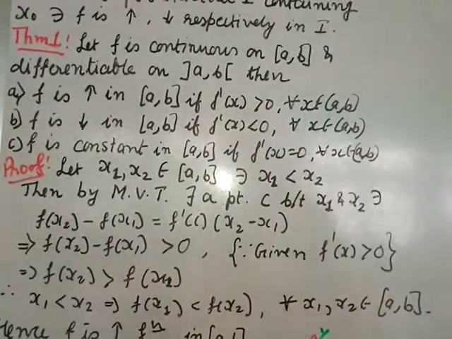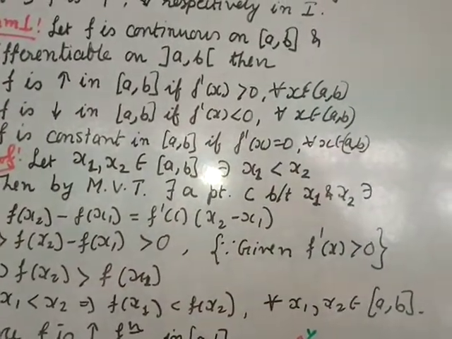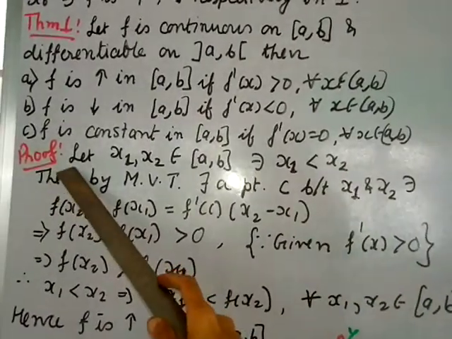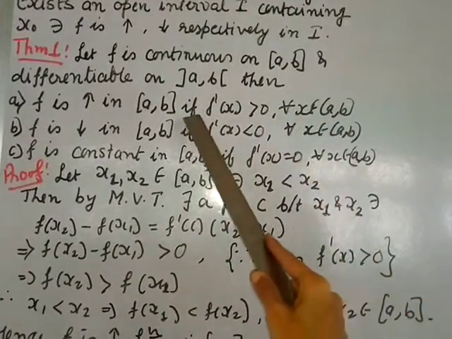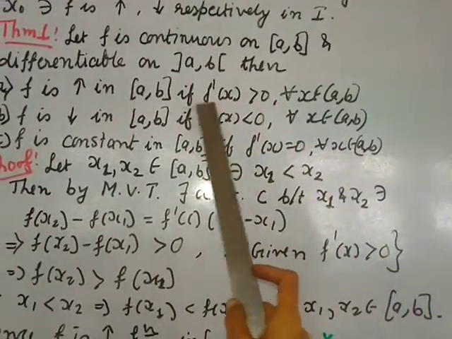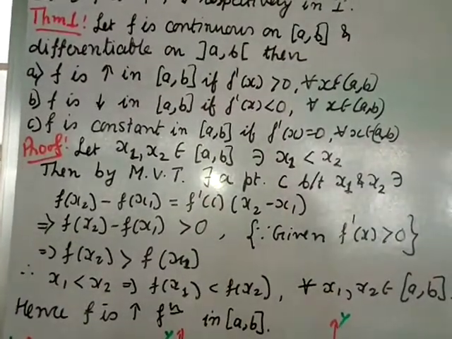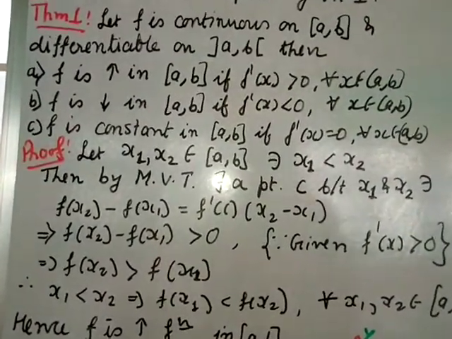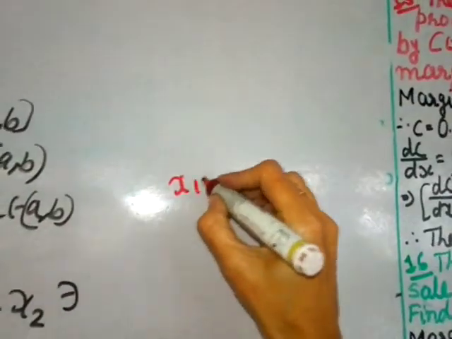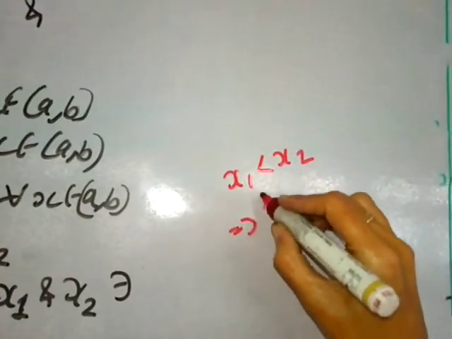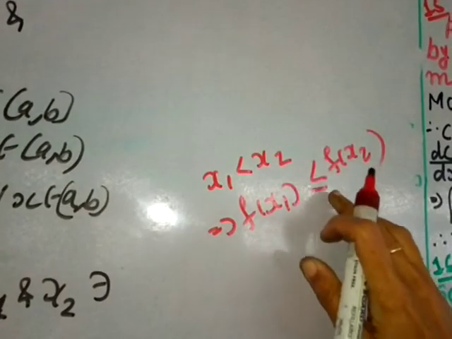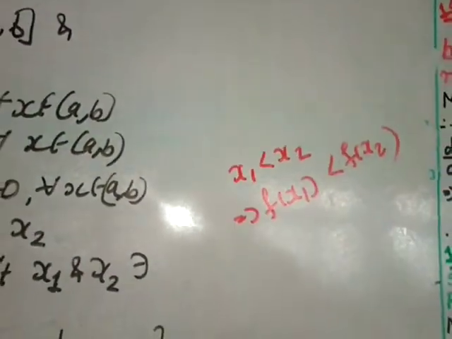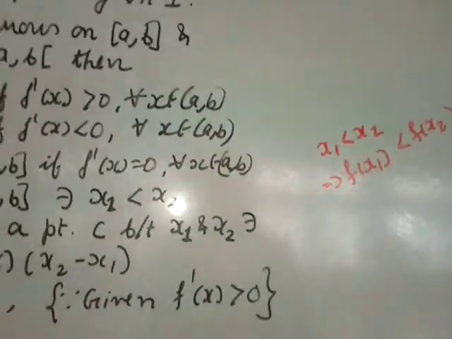Okay, so we shall prove the first part. The other two parts we can just accept, or you try by yourself. It will be in a similar way as I do the first part. In part A, we assume that f dash x is greater than 0, which is given, and we are going to show that it is an increasing function. Increasing function means we have to show that if x1 is less than x2, this implies f of x1 is less than or equal to f of x2. If it is strictly less, then it is a strictly increasing function, where the inequality does not change. That is what we are going to prove now.